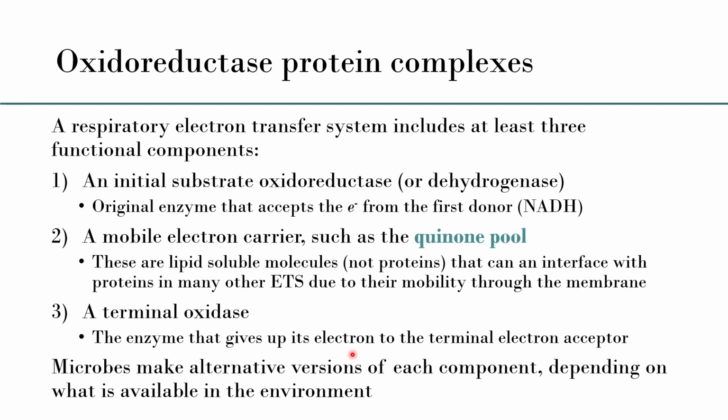So it's receiving the electron from the quinone pool, which received its electron from oxidoreductase, which received its electron from NADH, which received its electrons from either the TCA cycle or glycolysis. And finally, it gives up that electron to something like oxygen, which is what we're going to focus on right now.